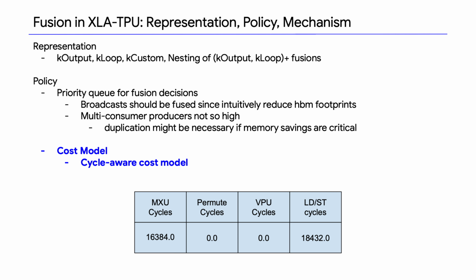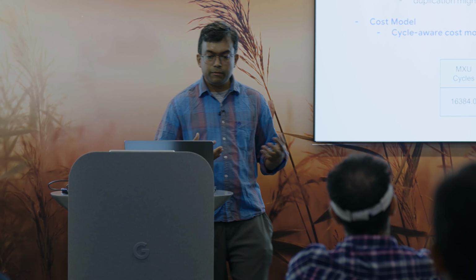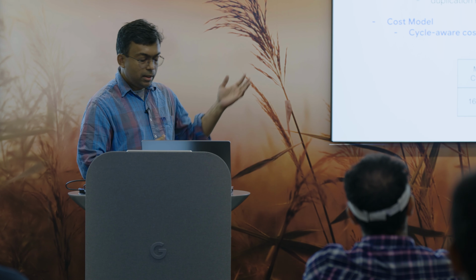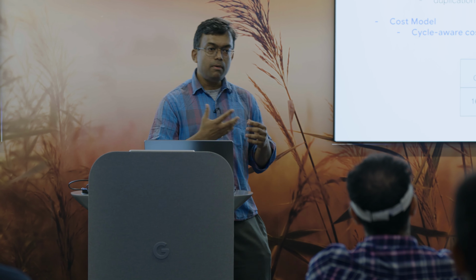And then kCustom is much more intuitive. It's when you have a Pallas kernel that's fused with some of these loop and output fusions, then you call it kCustom. And in those cases, in kCustom, the lead is not as easily determined by just looking at the op. The lowering goes and then selects either the kOutput fusion or the Pallas kernel to lead the iteration space. Now, how does the compiler go about implementing this fusion infrastructure? It is based on a policy, and in this policy, it's similar to GPUs. You have a priority queue that decides what fusion decisions are better than the others.